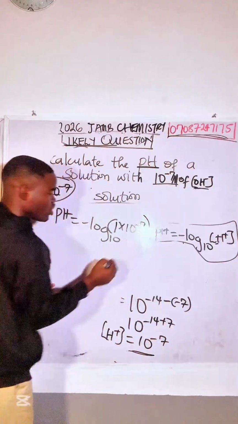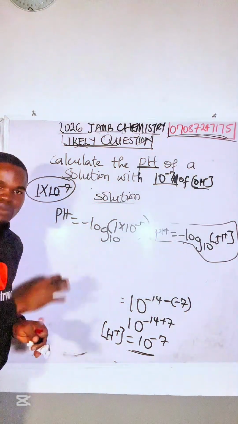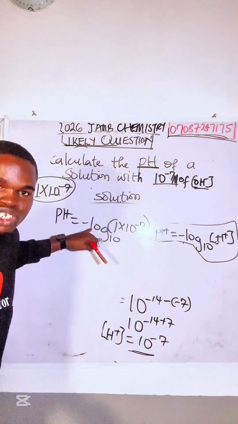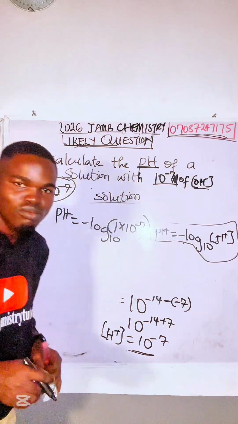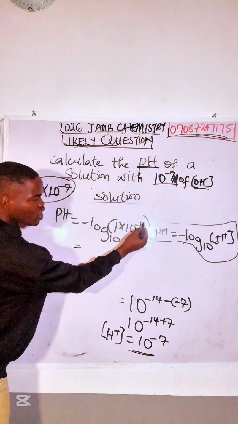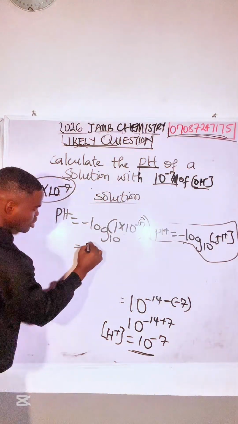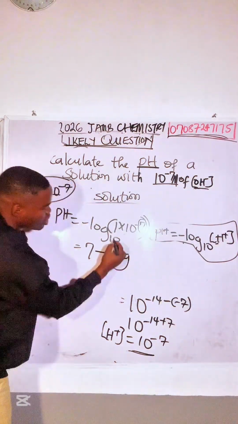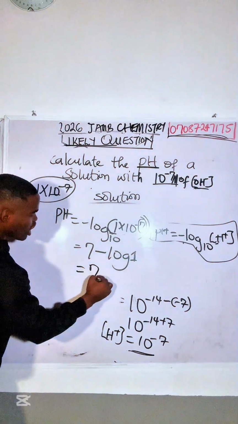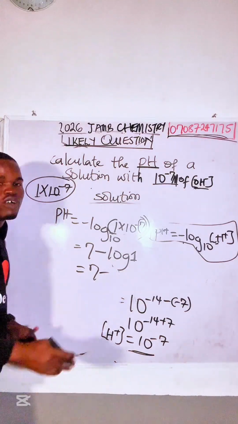Minus 7. Because there's a cheat code. Now, the moment you get to this stage, you are done. You don't even need anything. So now, the rule is just pick what is here. 7 minus log what is here? 1. That's the answer. Now, the problem you will have is that JAMB does not have a calculator for logarithm.